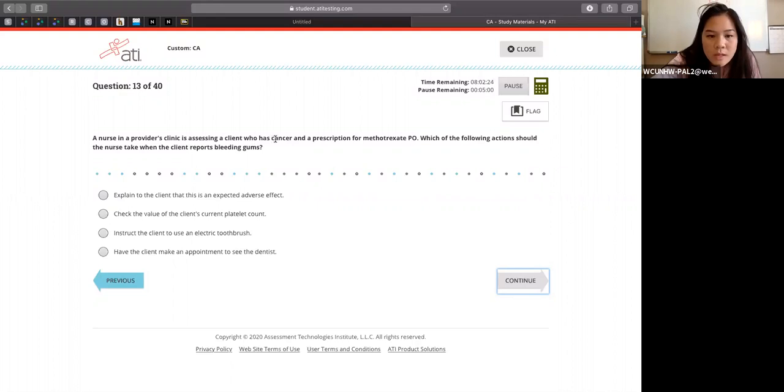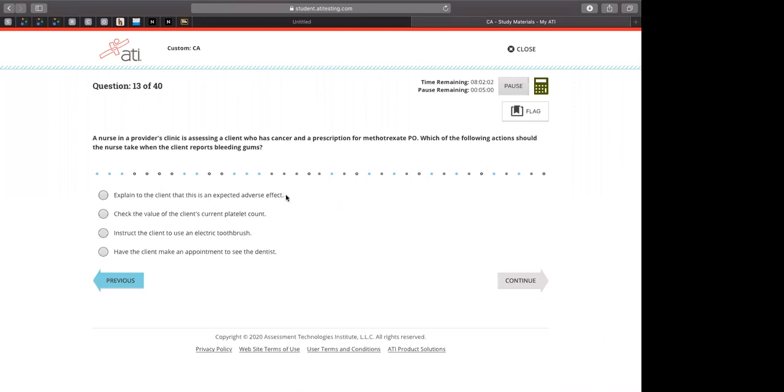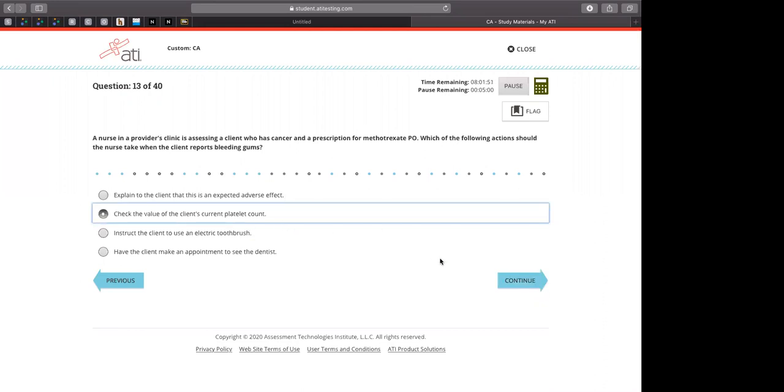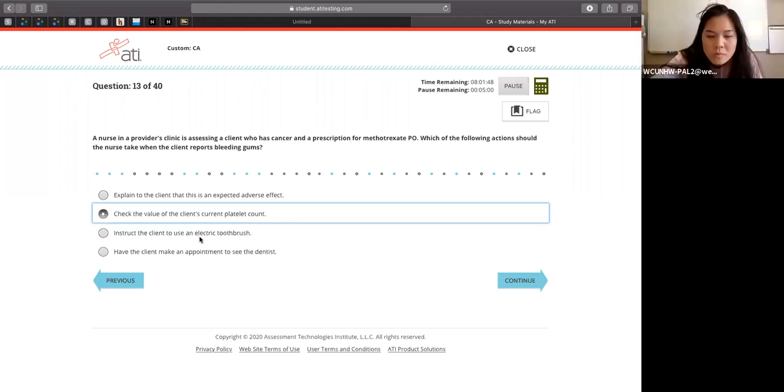So the question is asking, the patient has cancer and is prescribed this medication, methotrexate. What action should the nurse take when the client reports bleeding gums? Is this an adverse effect of this medication? No, right? It's going to be B, I think. D? No, B as in boy. B, yeah. And you're not supposed to use this because it can cause an increase in bleeding. So yeah.